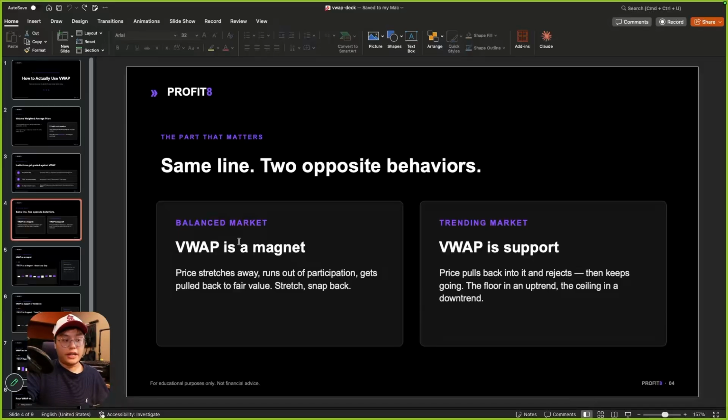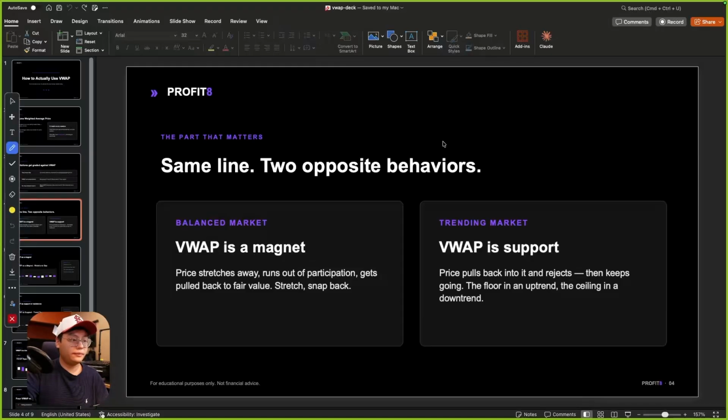Or you can use it as a trending market support. Once price gets back to the VWAP, it will either bounce off or reject off of it and go to the downside or to the upside. So those are two main ways to use VWAP.